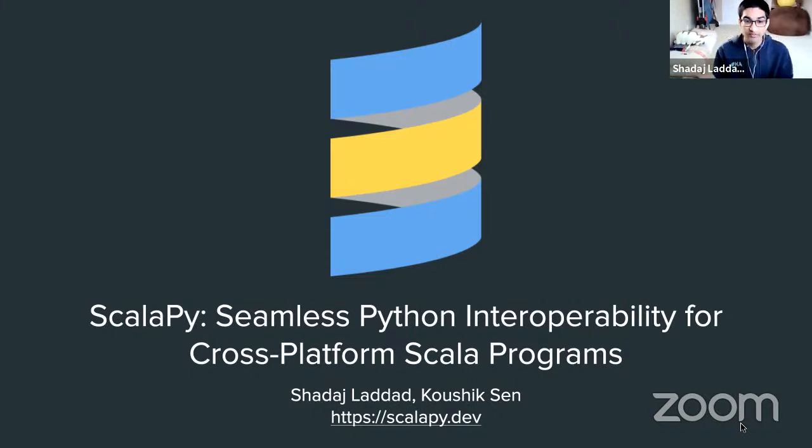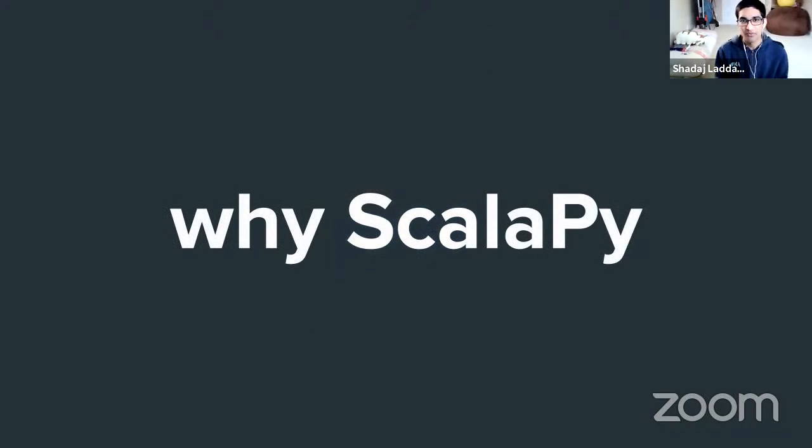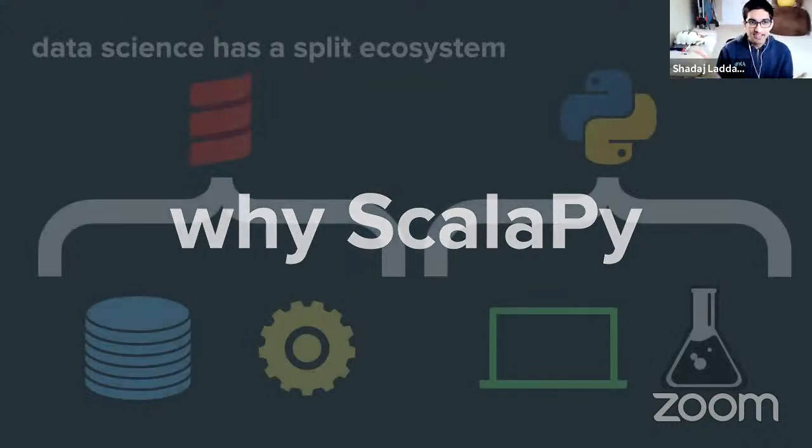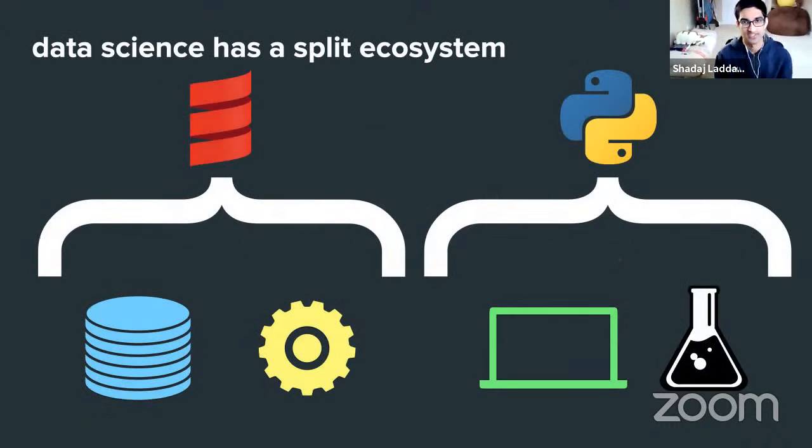So this talk is about ScalaPy, a seamless Python interoperability layer for cross-platform Python programs. So before we jump into the details, let's talk about why ScalaPy matters. Today, data science has a bit of a split ecosystem. We have a lot of powerful tools available in Scala for dealing with large data sets, and we see Scala being used in a lot of production environments. But on the other hand, Python is proving to be very useful for data scientists who are exploring data and trying to do some initial exploration with different types of machine learning models and statistical analyses.